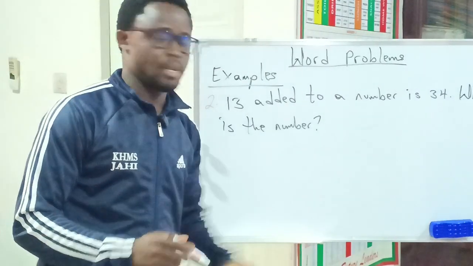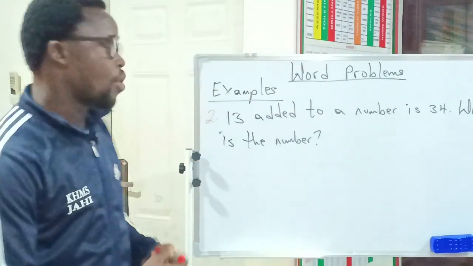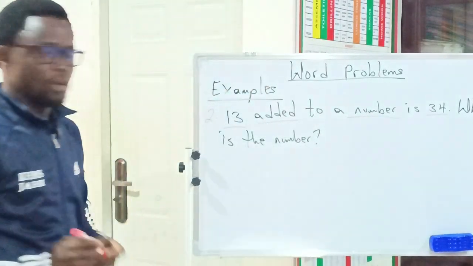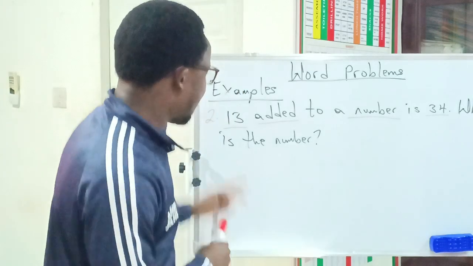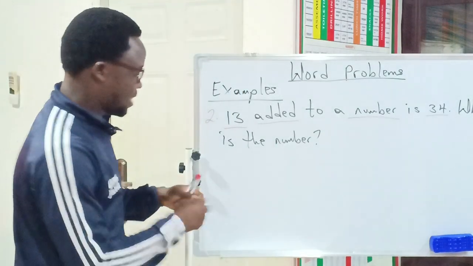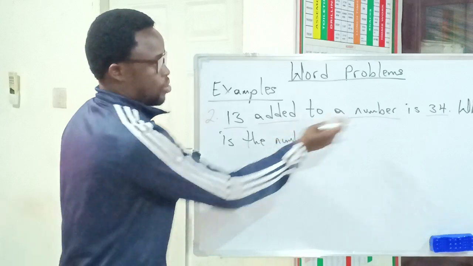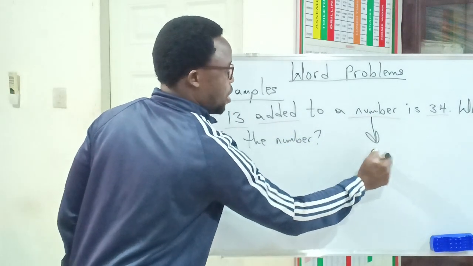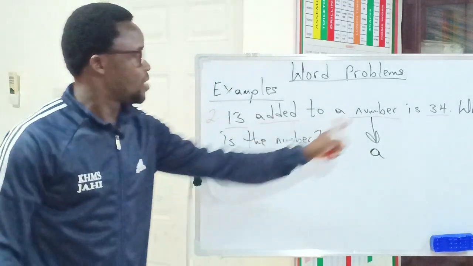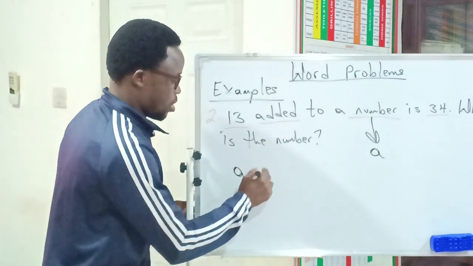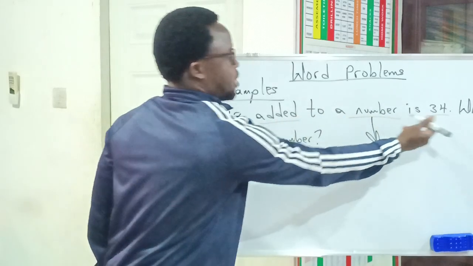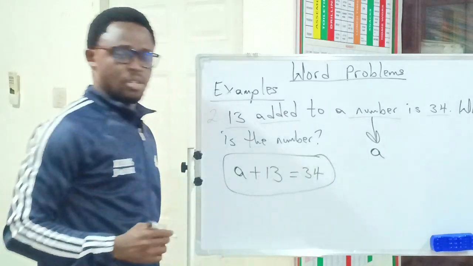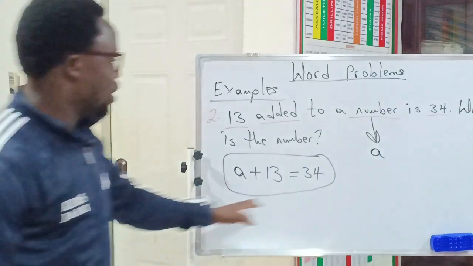13 added to a number is 34. Now, what am I doing? I'm trying to get the interpretation of this question. So they said 13 is added to a number. Again, let's use another letter, let's say A. So when you add 13 to a number A, they say the answer is 34. This is interpretation. So you must be able to interpret the question.